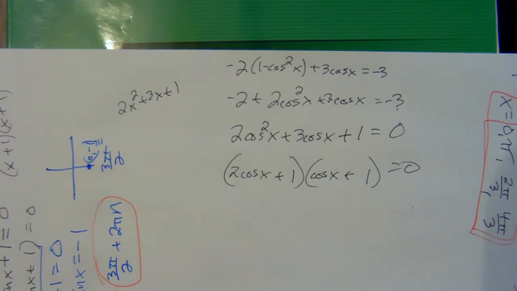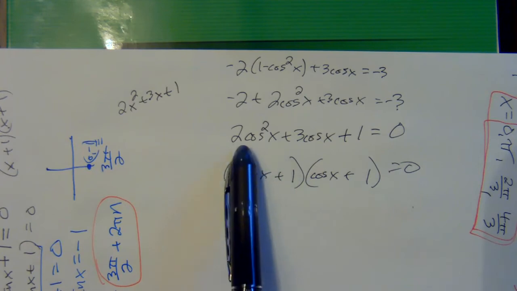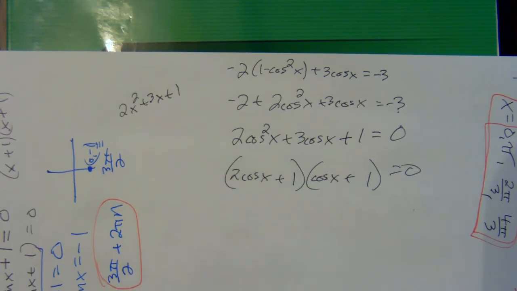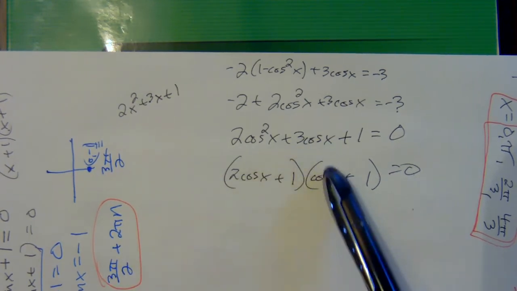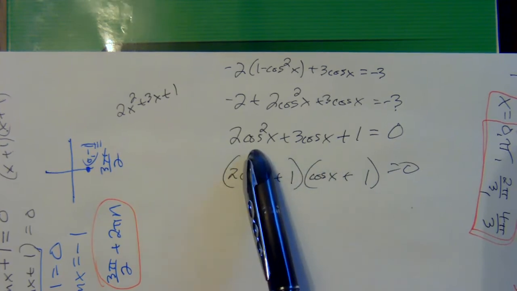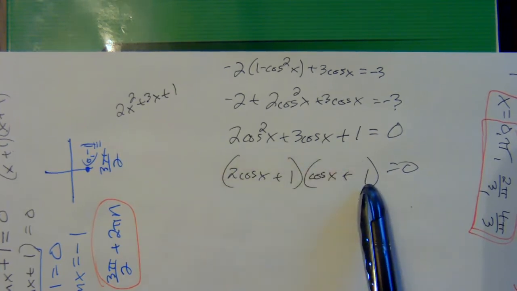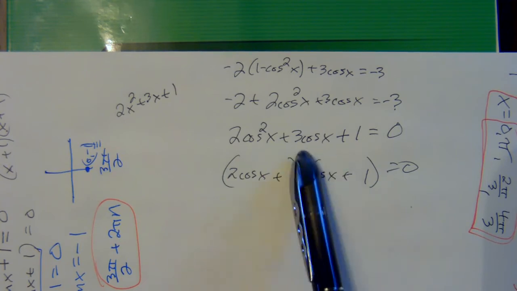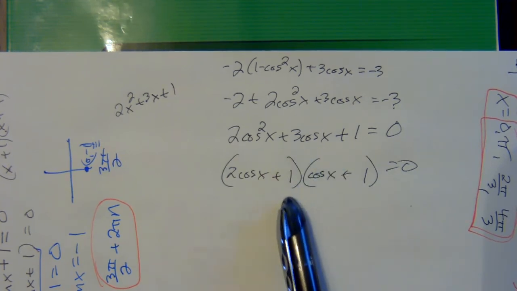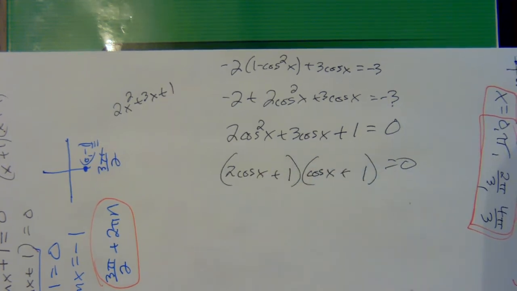Now, usually once I factor like that, with the number in front, I always like to check myself with that distributive property. So if I go 2 cosine times cosine, that gives me my 2 cosine squared. Then I get a plus 2 cosine of x plus another 1 cosine of x. There's my 3 cosine of x. And then 1 times 1 will give us that 1 right there, okay?